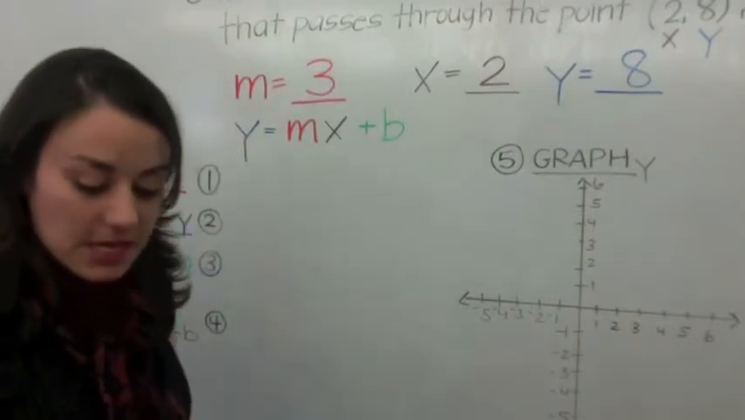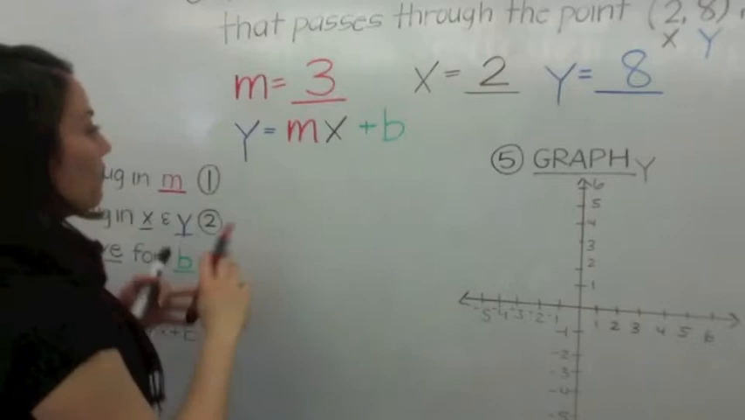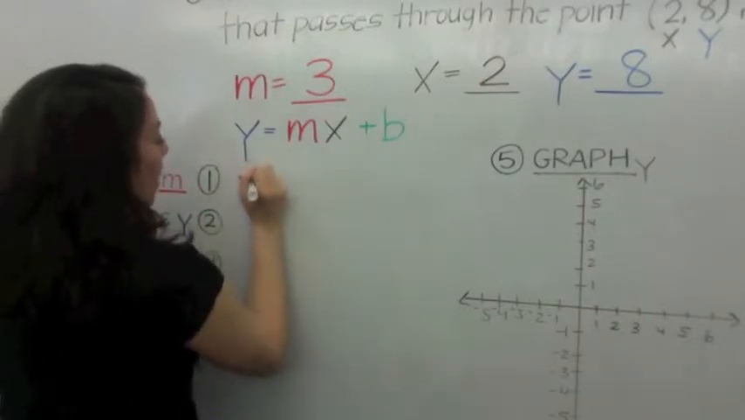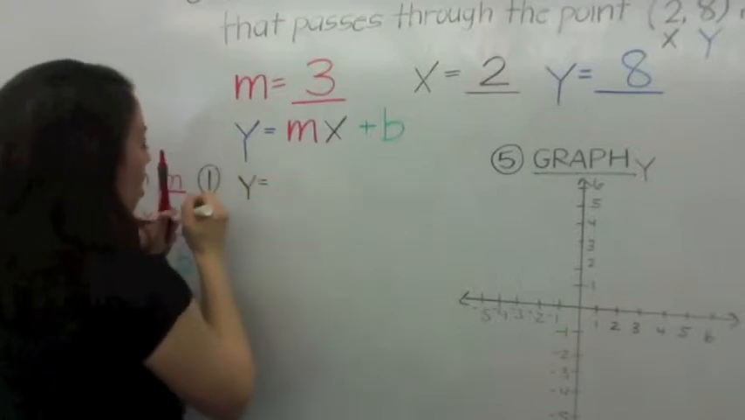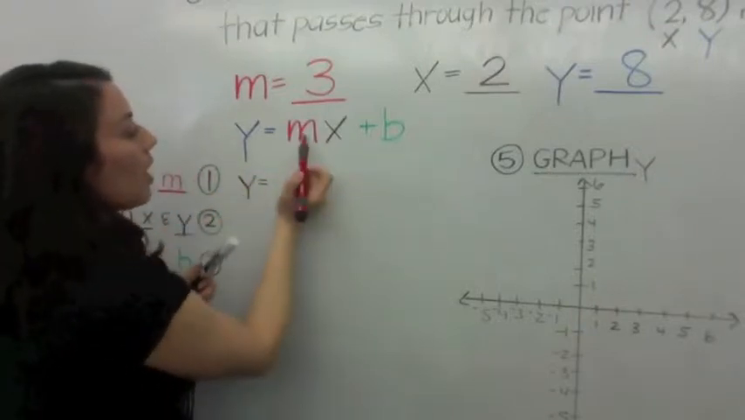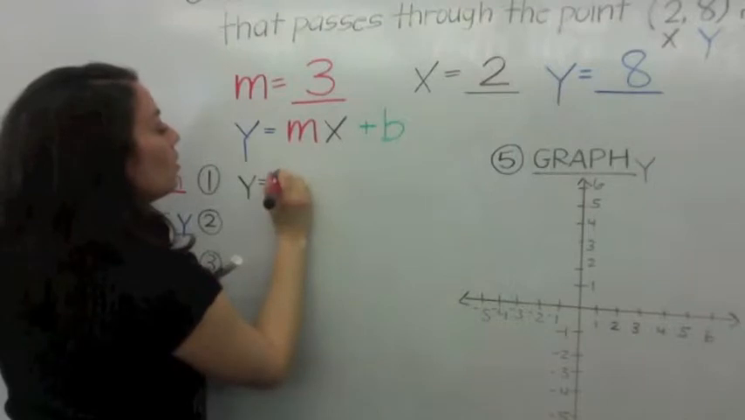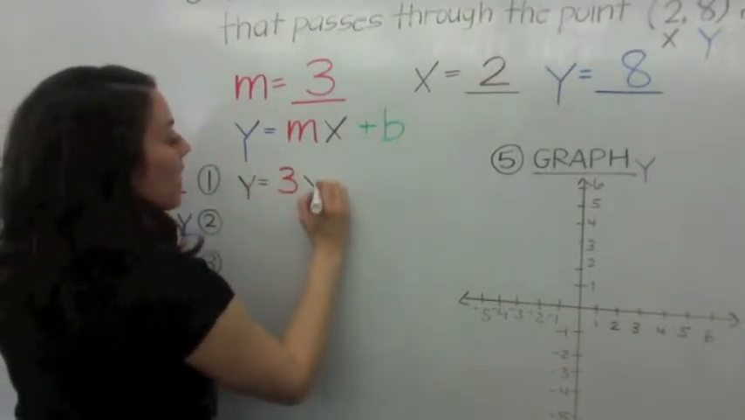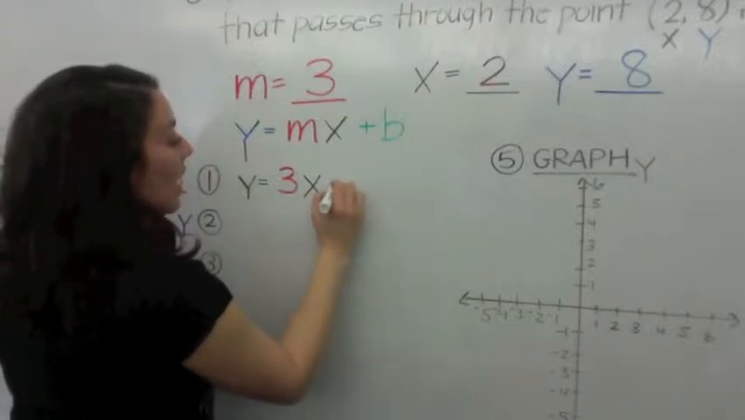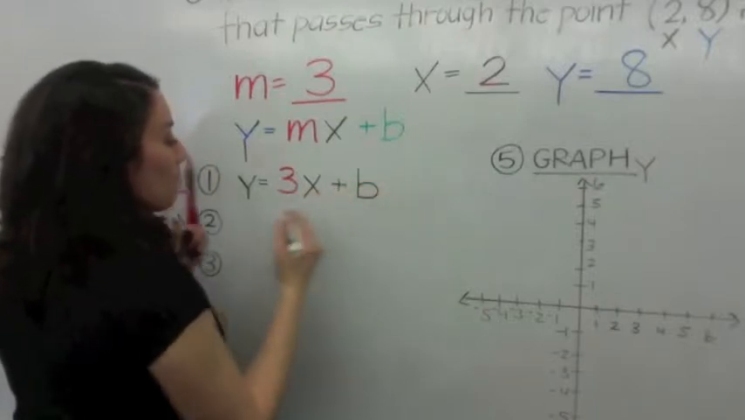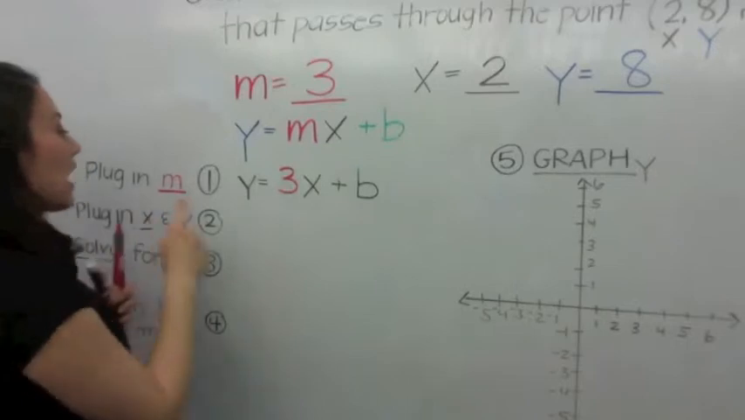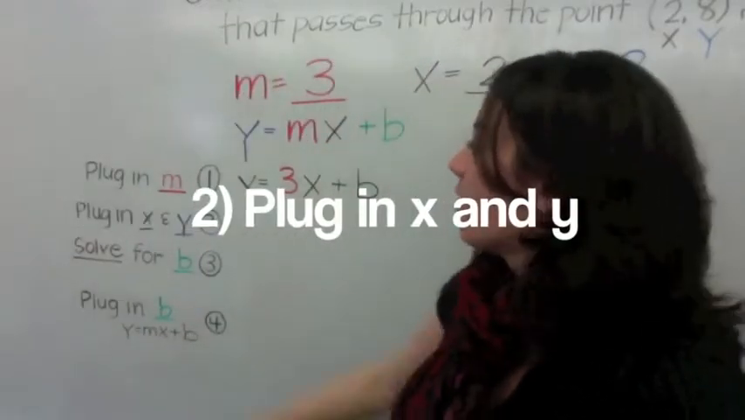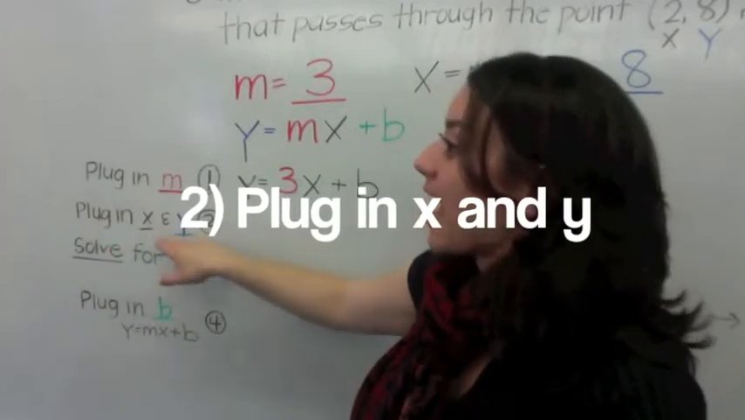I'm just going to make this, m is going to be in red. So you're going to write y equals your what? Who's m? m is 3. Now 3 is being multiplied by x, and then you're going to add b to it, okay? All right, so we plugged in m. The second step, let's read it together, is plug in x and y.